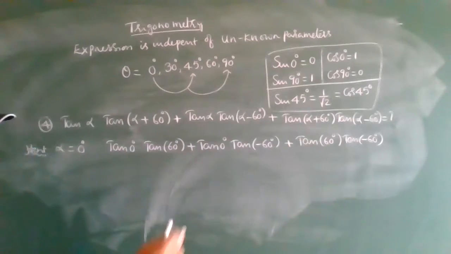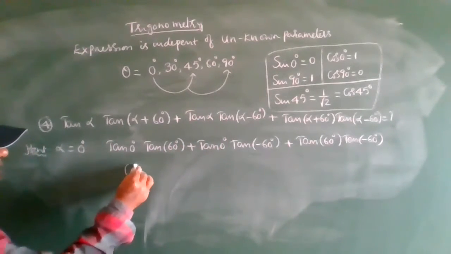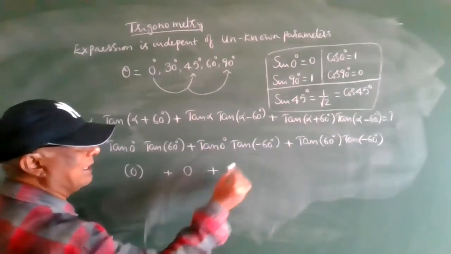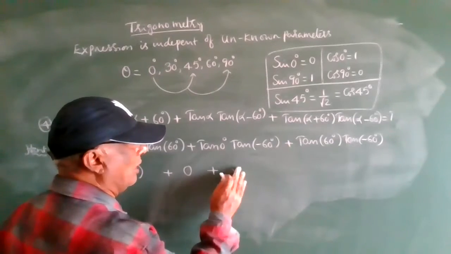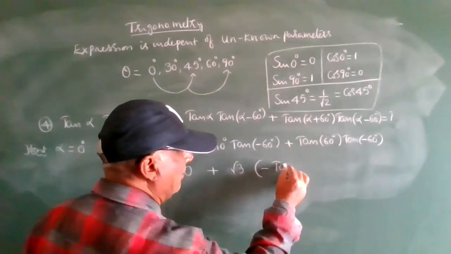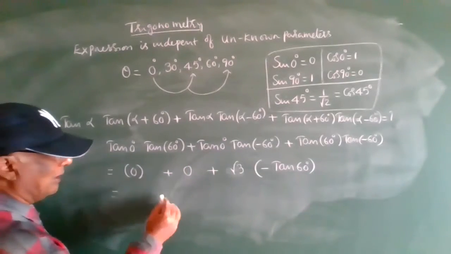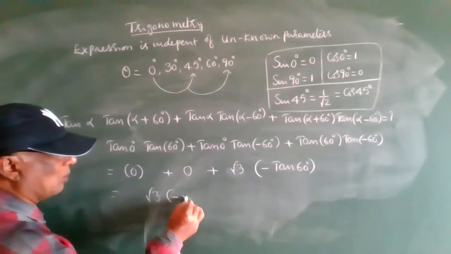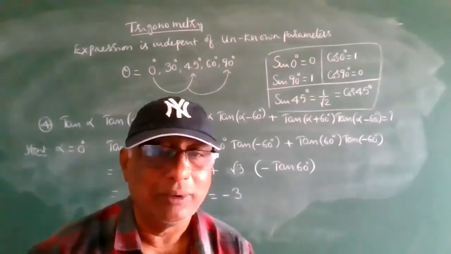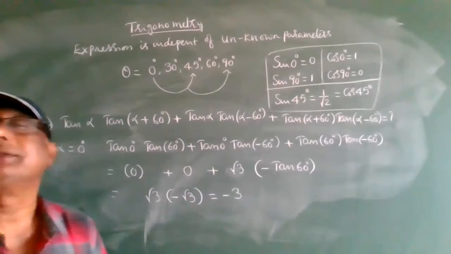Okay? Tan 0 value is 0 only. This value is 0, means total is 0. Tan 60 value is root 3. Tan of minus 60 is minus tan 60 degrees. Okay? So this is 0, replace root 3 minus root 3, by the multiplication minus 3 is the answer. Very simple. Okay? Any problem, we can take these values only. Okay? Right.